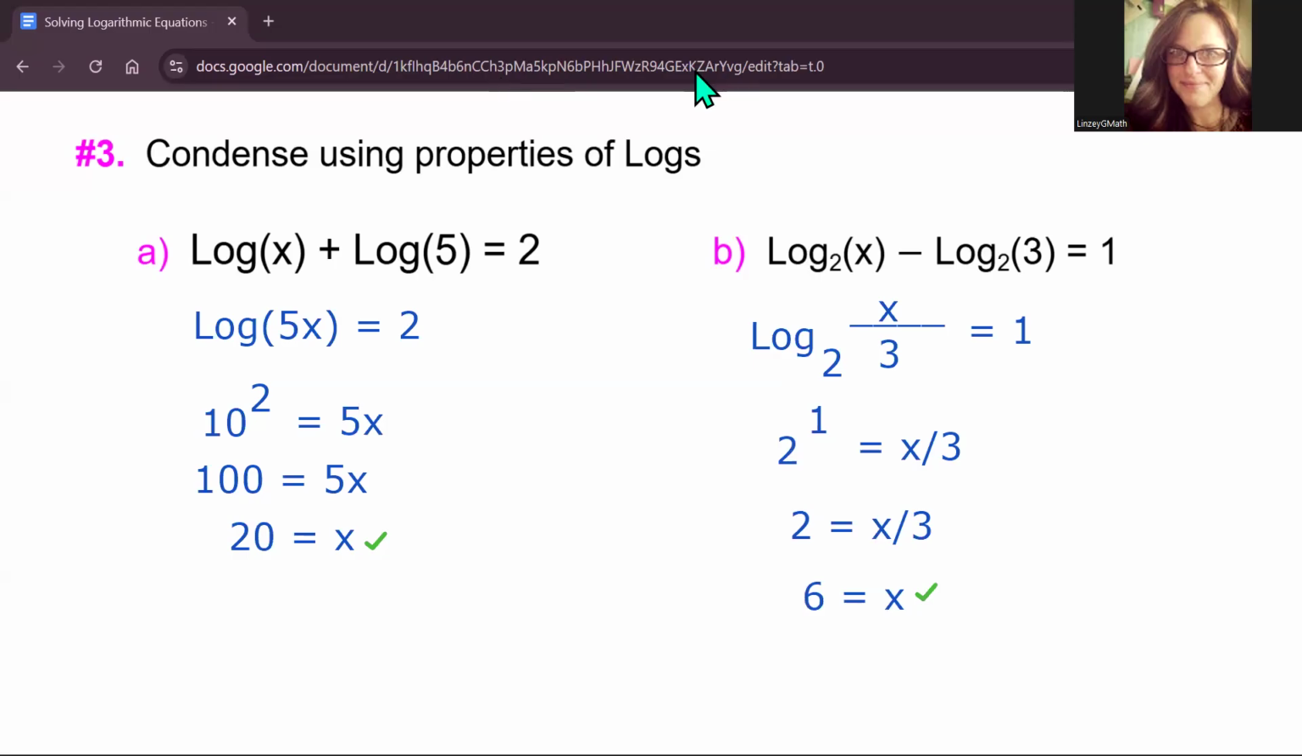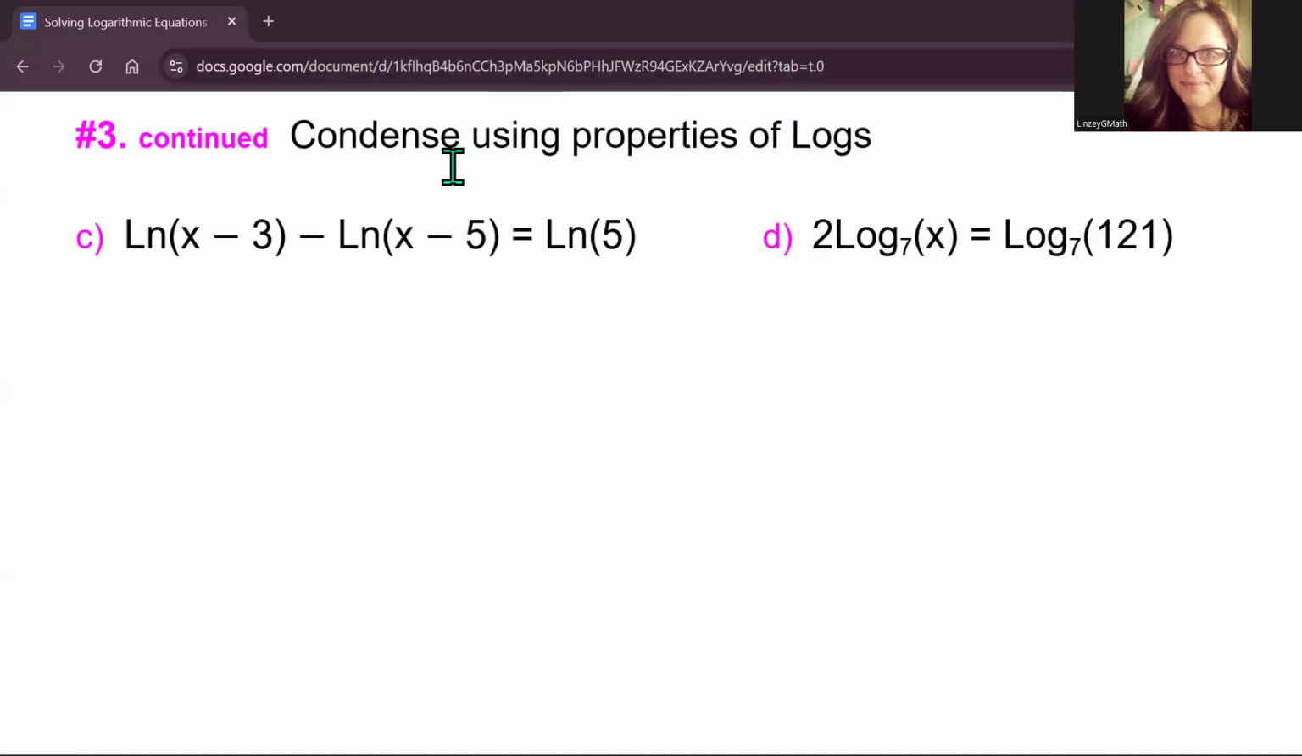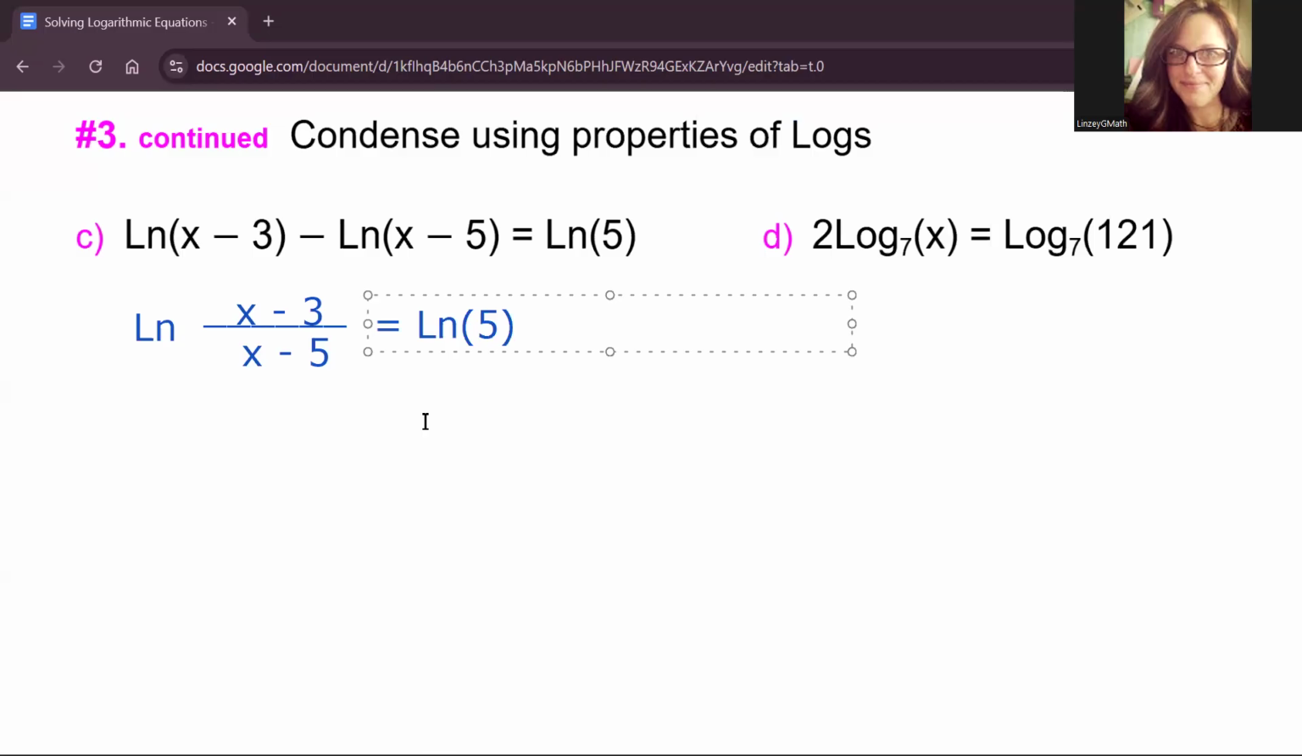Continuing to use properties of logarithms, we'll do a couple more. Letter C, we've got subtraction of natural log, so we can rewrite this as natural log using our quotient property of logarithms. We can rewrite the arguments in division. Equals natural log of 5. And now we've got natural log isolated on both sides.